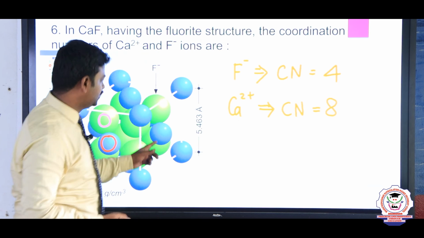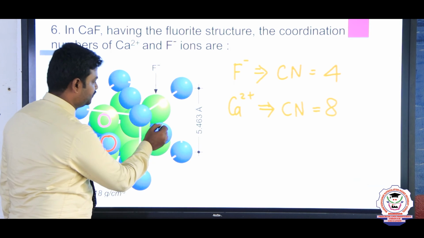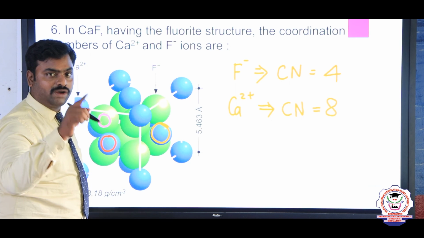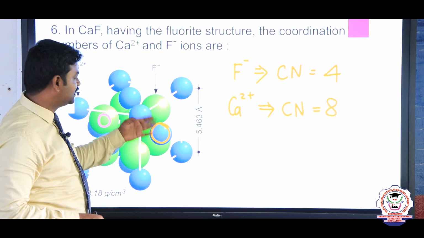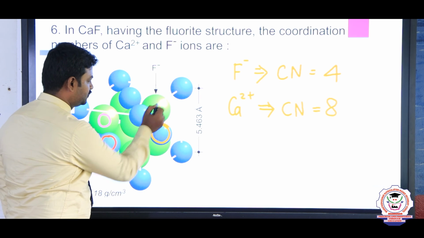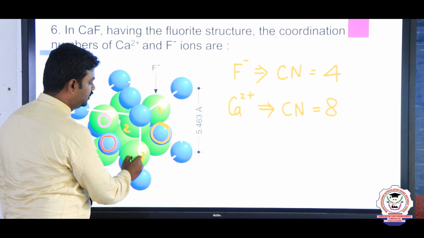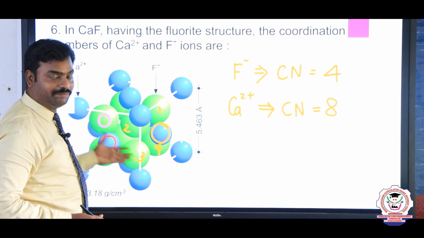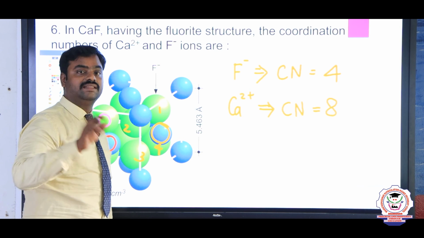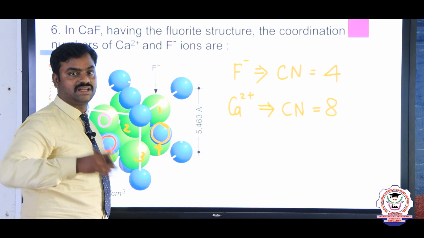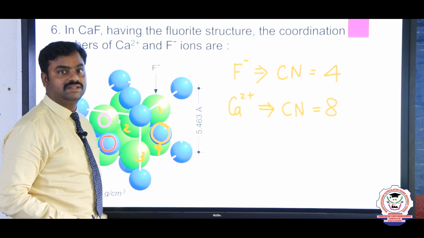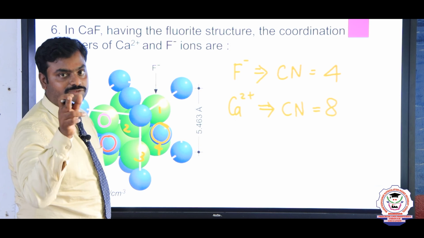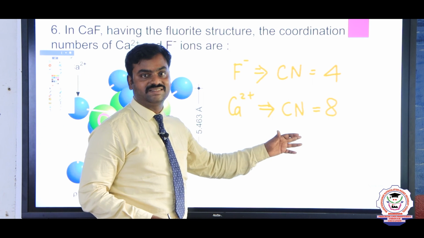How? Take this calcium 2 plus ion, this one. You can clearly see there are 4 different fluoride ions available at the back of the blue ball. One, this is second, third, and then fourth. There is another possibility also: there are 4 atoms behind, as well as another 4 atoms in the front also. So the calcium 2 plus ion is immediately touching 8 different fluoride ions. So that is why it is 8.